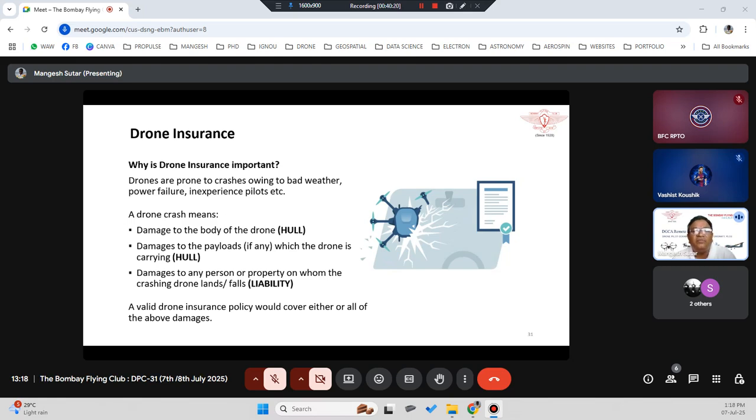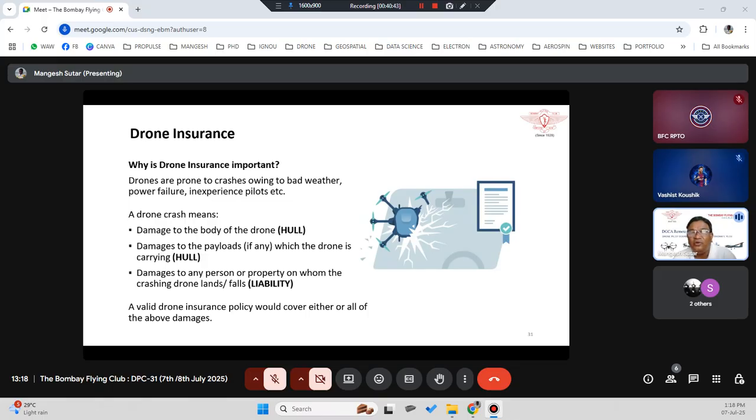Okay, so that's why you have to make sure that your drone is insured, because if something goes wrong, you should be able to compensate or take care of it. Drone means crash, damage to the body, damage to the payload, or damage to a person or property. So how will you compensate? If you have drone insurance, then only will you be able to compensate. Otherwise you have to shell out from your pocket, right?